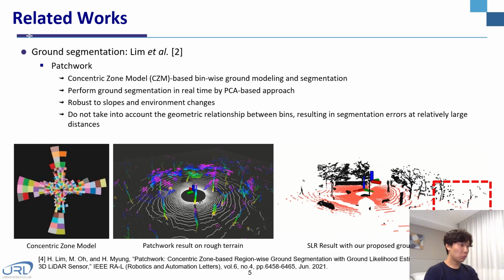And next is Patchwork, the latest study on ground segmentation. This is based on the concentric zone model, and we process with PCA-based planar modeling with bin-wise processing. This study has the advantage of being robust to changes in the surrounding environment or slopes. However, because the geometrical relationship between the bins is not considered, the planar model may be formed incorrectly. For this reason, false positives can occur for points that are far away.